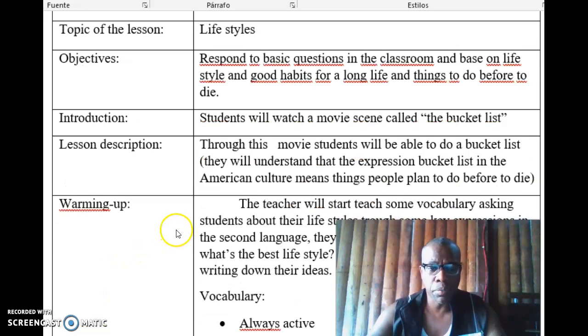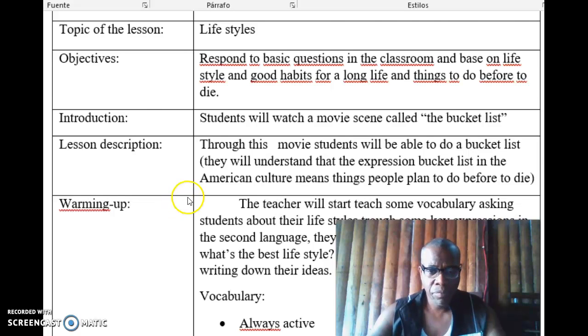In the introduction for this topic, studying a movie scene called The Bucket List. Lesson description. Through this movie, students will be able to do a bucket list. They will understand that the expression bucket list in American culture means things people plan to do before they die.